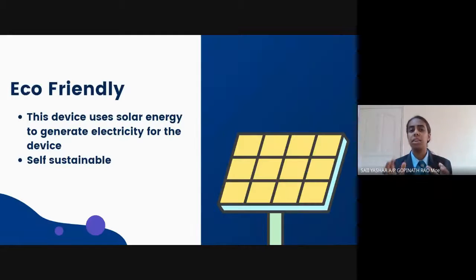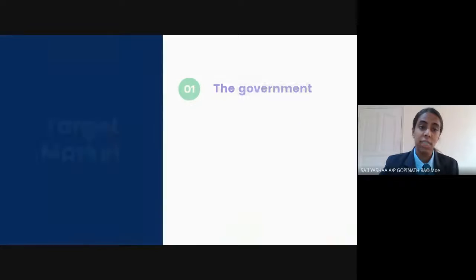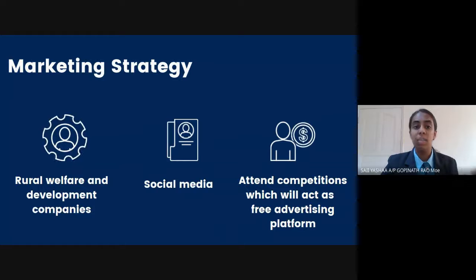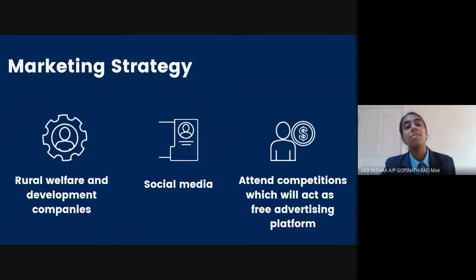Our target market includes the government agency, the Ministry of Rural Development, companies related to rural welfare. How will we reach the market? Now, we will approach NGOs and housing developers via the social media platform and attend online competition, which acts as an advertising platform for our device.